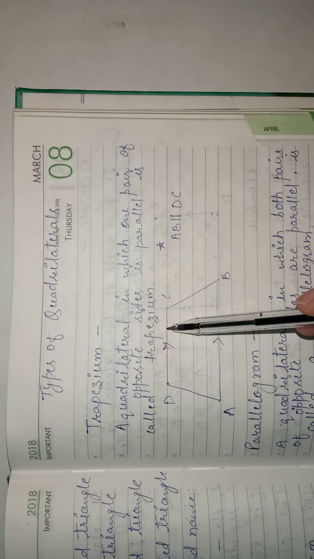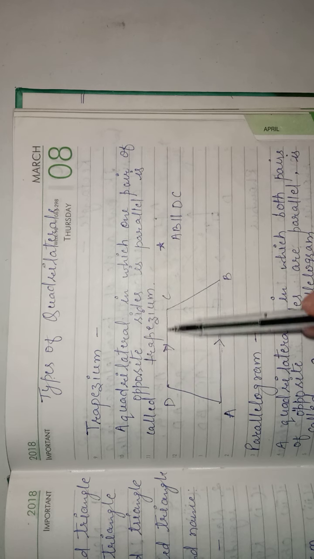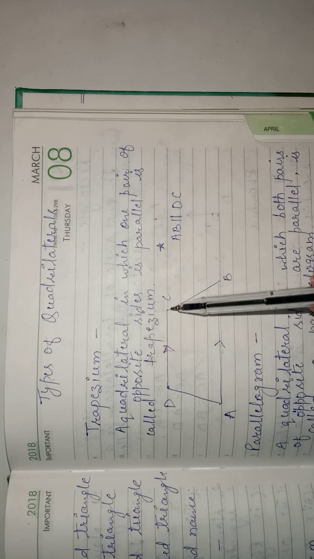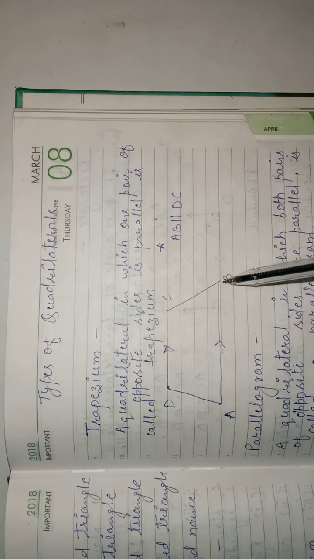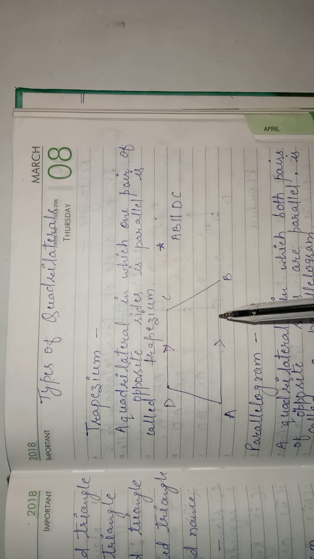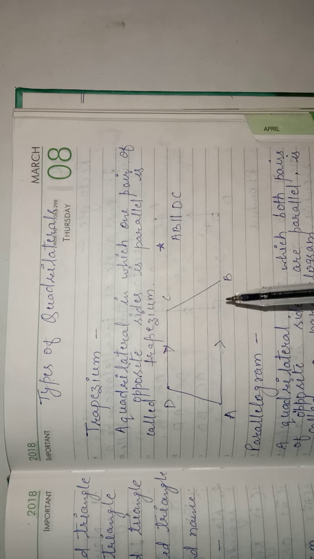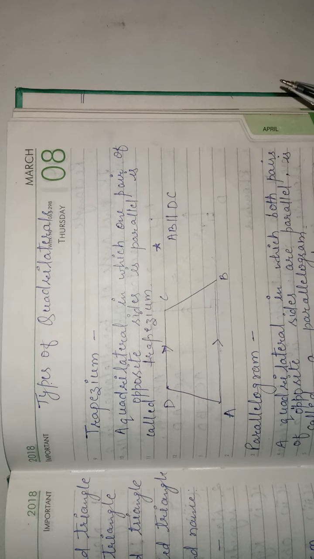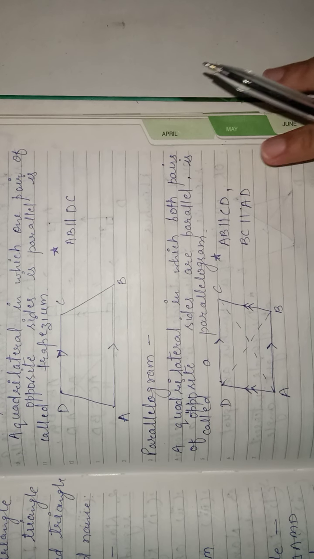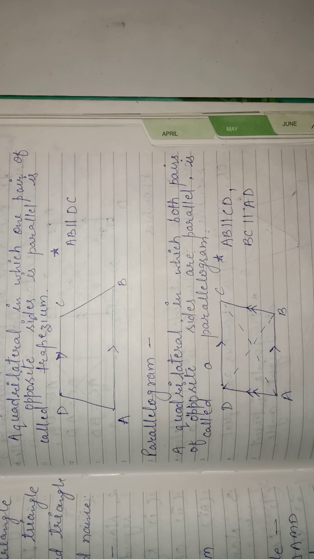So we can see here that AB is parallel to DC. We have no need for the other two opposite sides of that quadrilateral to be parallel. So when we get one pair parallel, the quadrilateral is a trapezium. But when both pairs of opposite sides of the quadrilateral are parallel, that means it is a parallelogram.